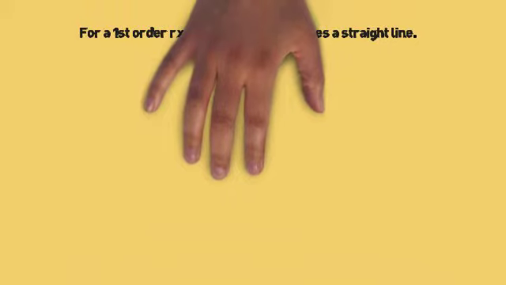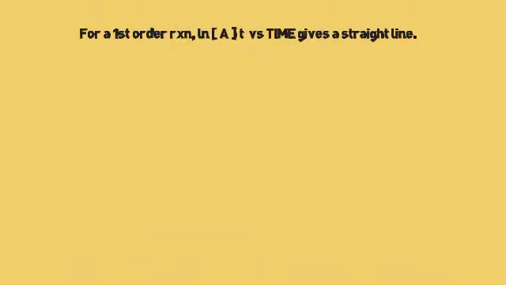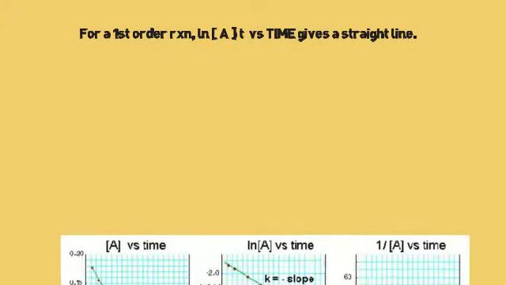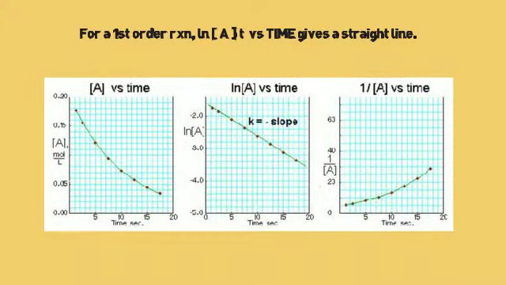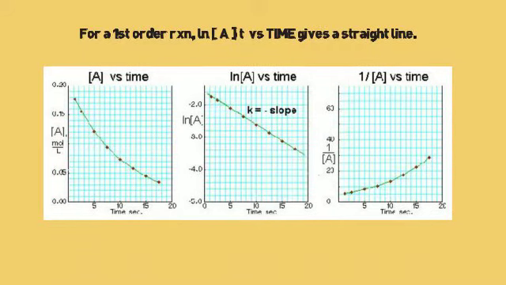So for a first order reaction, the natural log of the concentration of A at any particular time in the reaction versus time gives a straight line. Take a look. The middle one is the one that we're most interested in. This is the natural log of the concentration of A versus time, and you can see that it gives a straight line. k is equal to the negative slope.